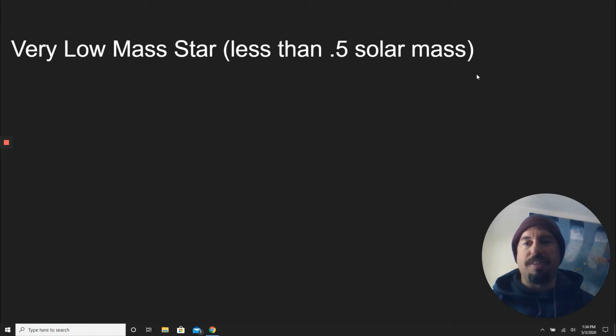All right, so we're going to look at the life cycles of several different star types. The first star type is a very low mass star. A very low mass star is less than half the mass of our sun, so it's 0.5 solar mass.